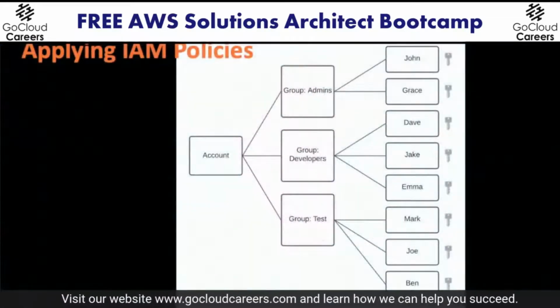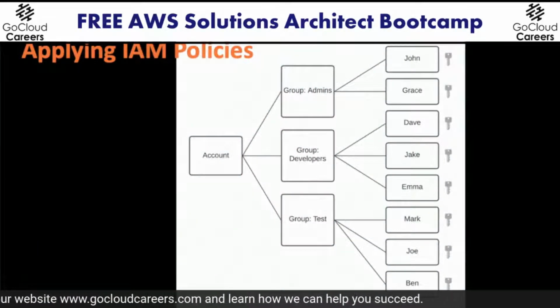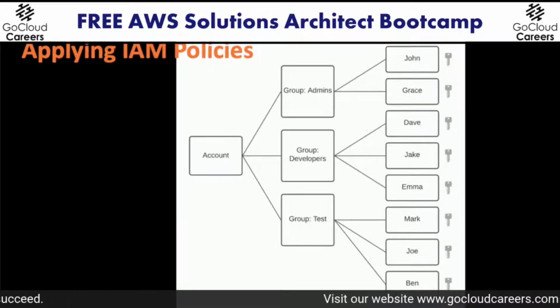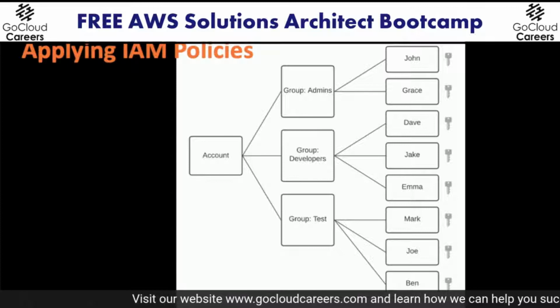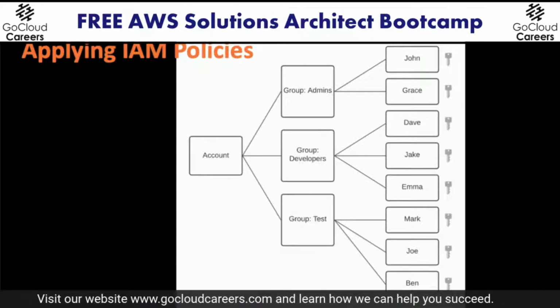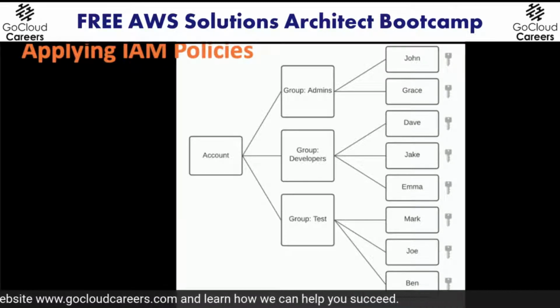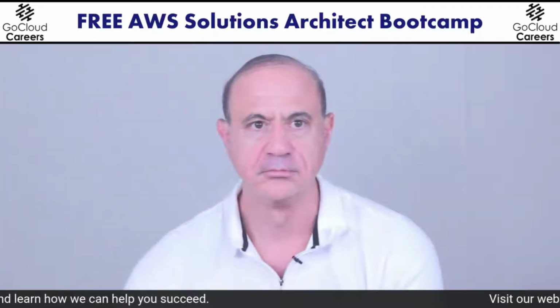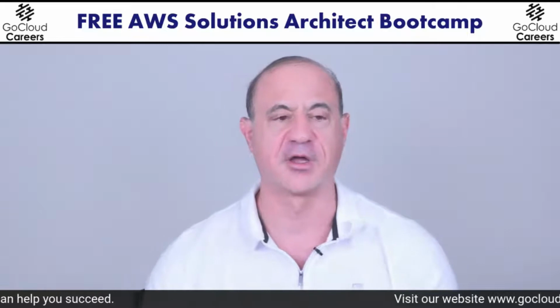This is the way most people do it in identity and access management on everybody's platform. You take an account, you create groups: administrators, developers, test users, and then you add the users to the groups. Like John and Grace, for example, are admins. Dave, Jake, and Emma are developers. Mark, Joe, and Ben are testers. And by doing so, you pop the people in the place that they belong. So keep that in the back of your mind.